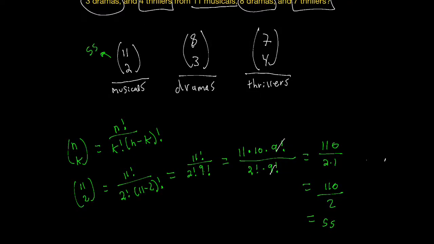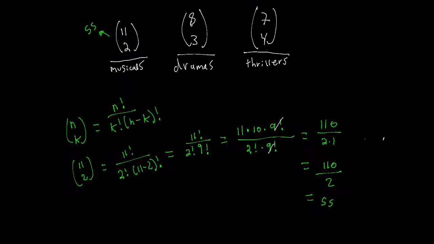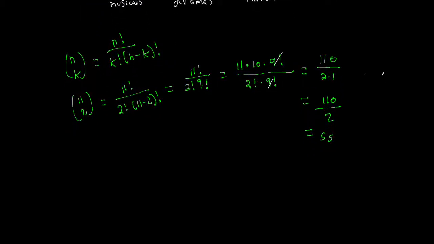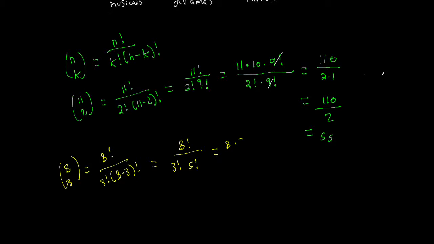So now let's get dramas, which is 8 choose 3. So for 8 choose 3, we're going to have 8 factorial all over 3 factorial times 8 minus 3 factorial. That's going to equal 8 factorial over 3 factorial times 8 minus 3 is 5 factorial. We're going to expand 8 until we get down to 5 factorial. And that's going to cancel out the 5 factorial from the numerator and the denominator.